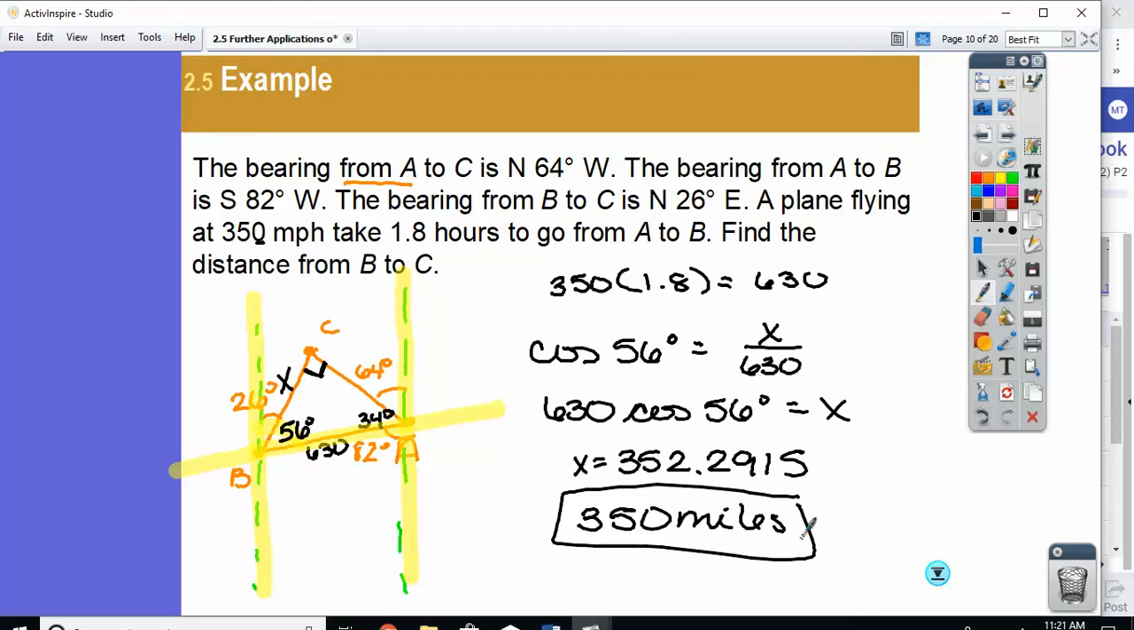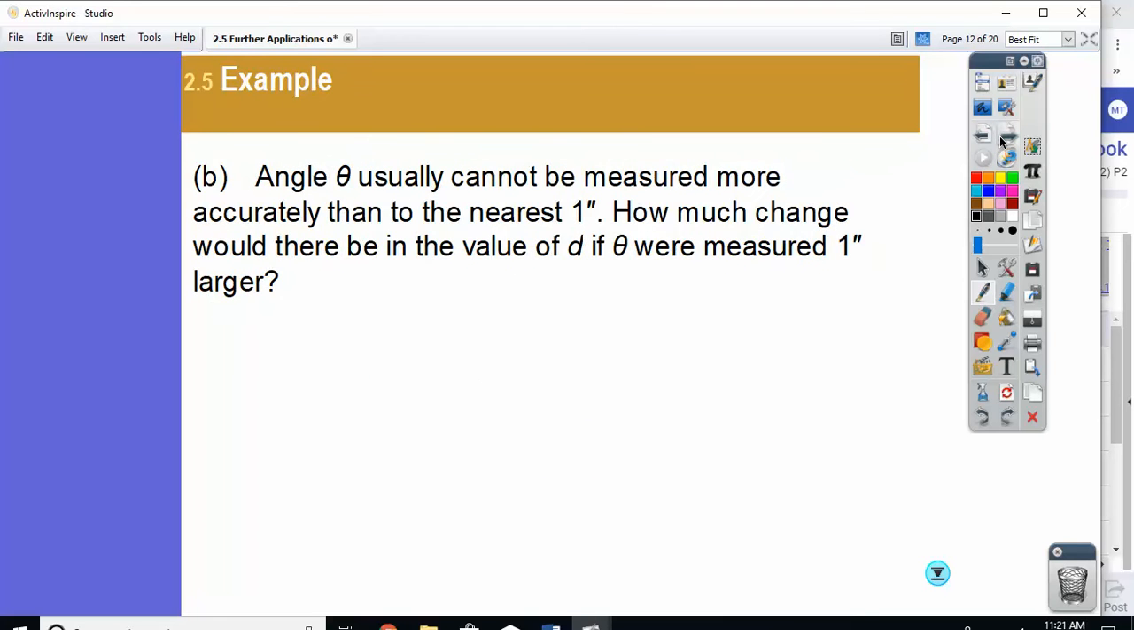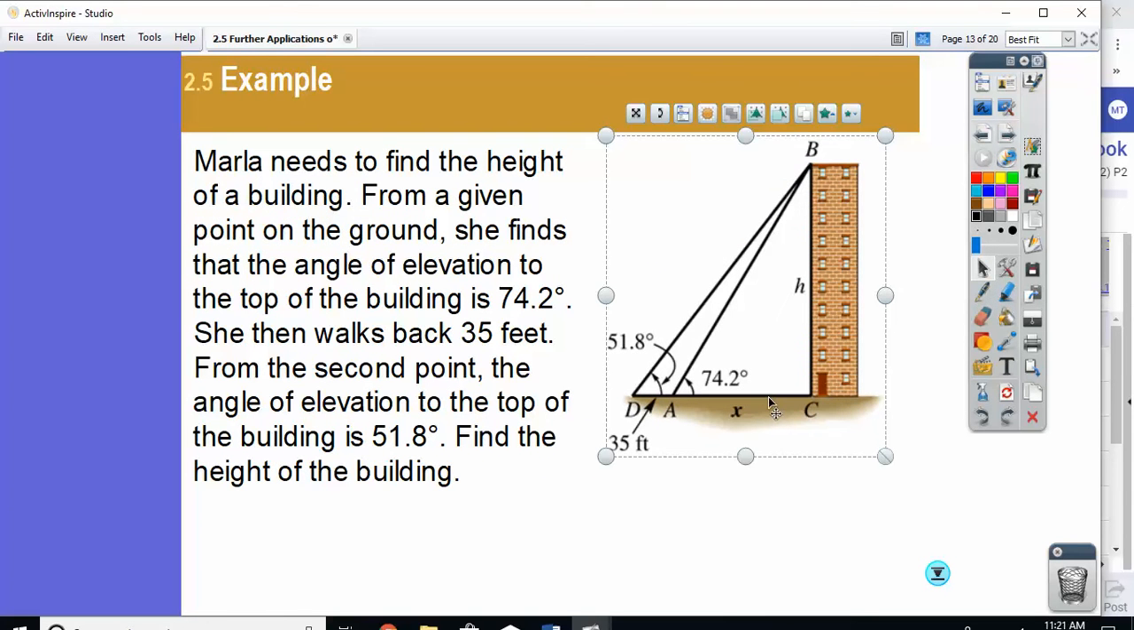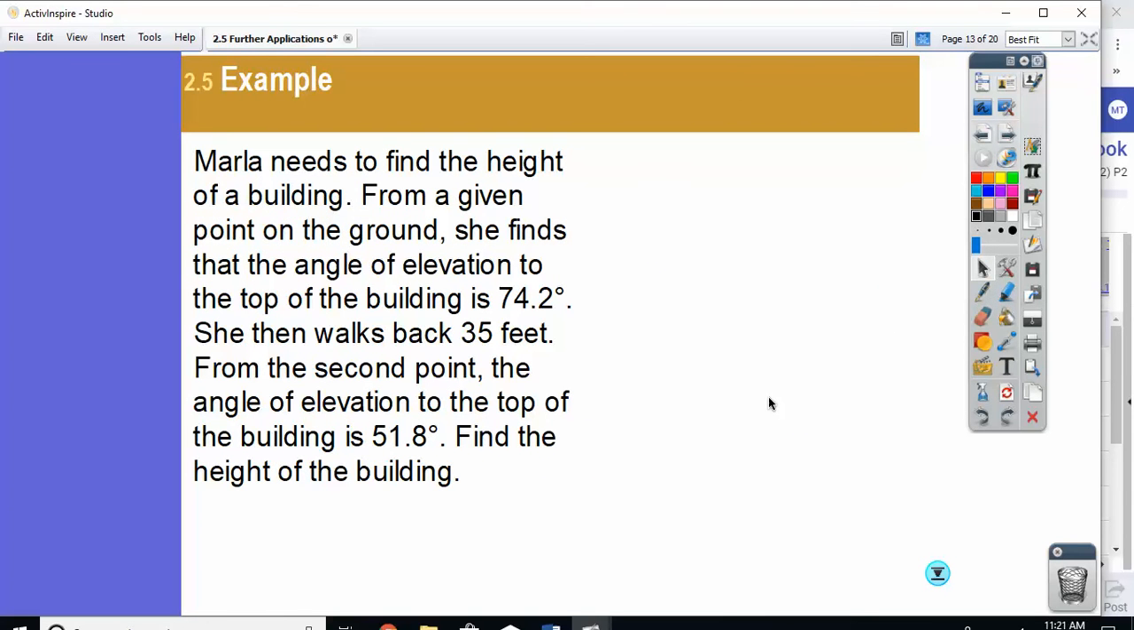I'm going to start jumping around now. I am going to skip this one. And I want this one, but I didn't give you guys the picture. We're going to draw around. Okay.